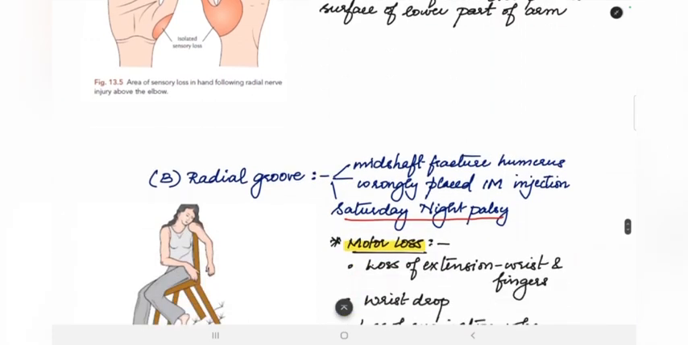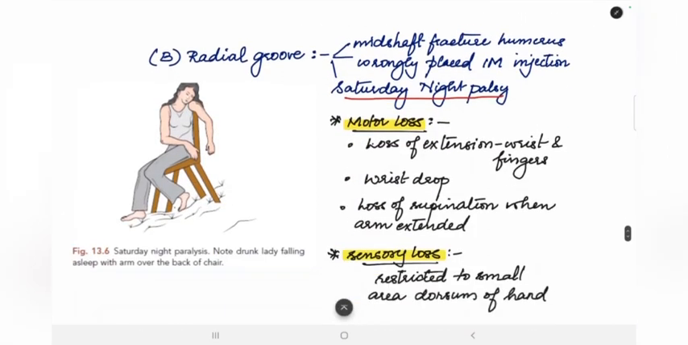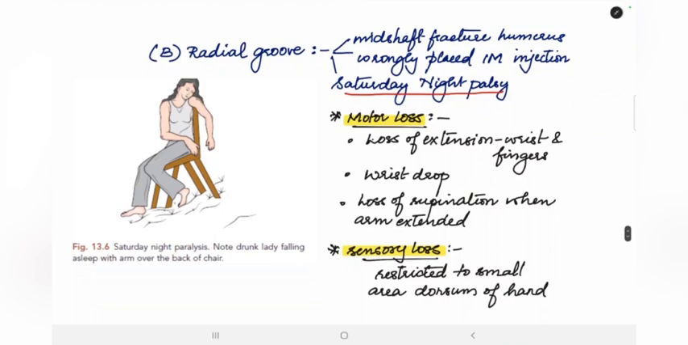Next, the radial nerve can be injured in the radial groove. The injury in the radial groove can be caused either by a midshaft fracture of the humerus, or a wrongly placed intramuscular injection or IM injection, or it can be due to direct pressure on the radial nerve by a drunkard who falls asleep with one arm over the back of the chair, as we can see in this diagram. So what happens? There will be excess pressure there in the radial groove. So this is also known as Saturday night paralysis or Saturday night palsy.